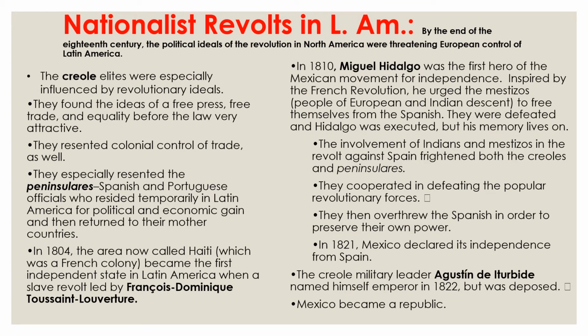The involvement of the natives and the mestizos in the revolt against Spain frightened both the Creoles and the Peninsulares who had been in charge, ruling in the name of the Spanish in this region for so long. They eventually cooperated in defeating the popular revolutionary forces, cooperating with the Spanish. They then, however, overthrew the Spanish in order to preserve their own power. In 1821, Mexico declared its independence from Spain. The Creole military leader, Augustin de Iturbide, named himself Emperor of Mexico in 1822, but he will be deposed. Eventually, Mexico will become a republic, and even though Hidalgo was killed earlier on, those that had supported him will now have his dream of Mexico becoming an independent republic.